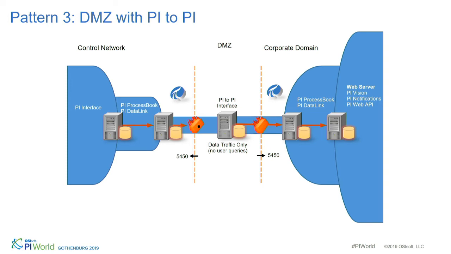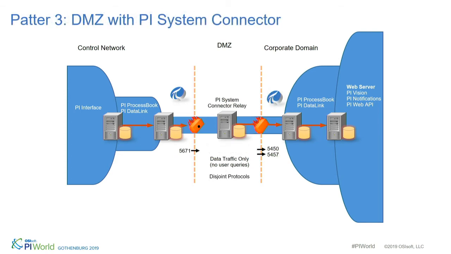So, for example, if an attack comes from the external network, and the attacker is able to read the data from or change the data on the corporate domain level, even in this way, he will also need to cross two firewalls to change any data on the control network. And of course, you can restore all the data coming from the control network part of the PI system.